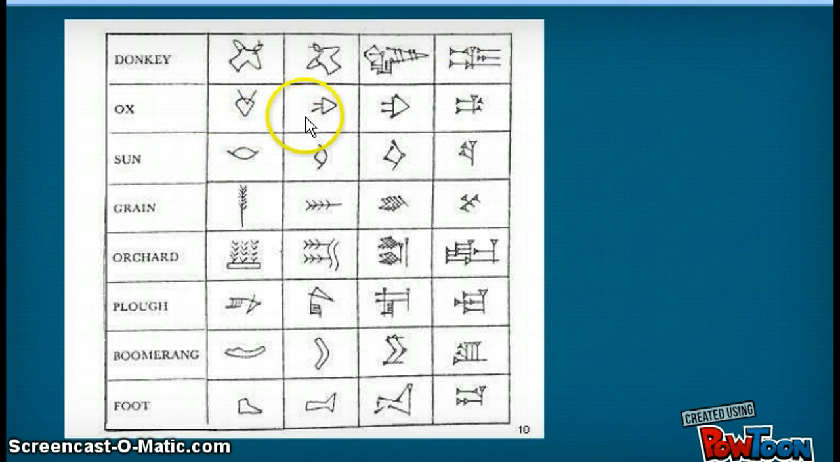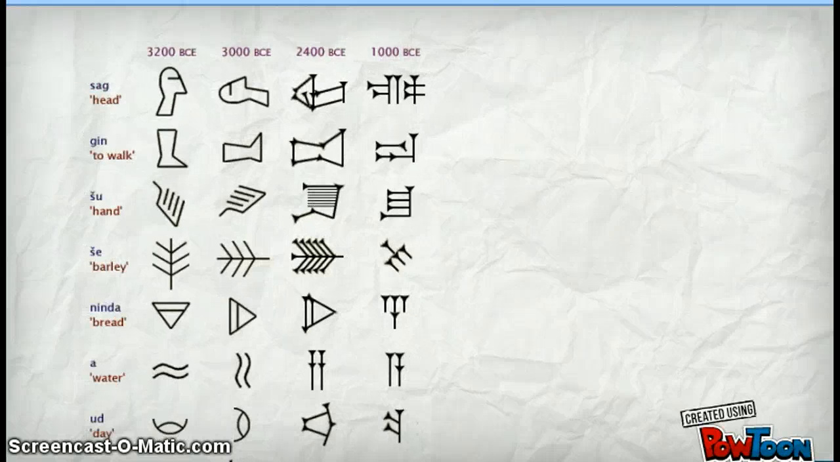Oxen would change from this to this to this, which looked nothing like what it looked like in the beginning. In fact, all of these symbols and all of these glyphs changed pretty tremendously from when it started to when it was over with.